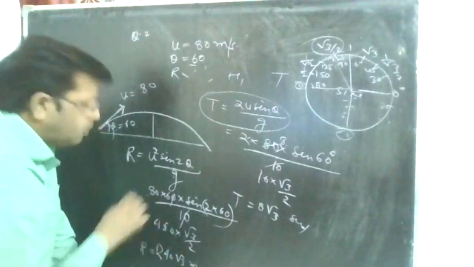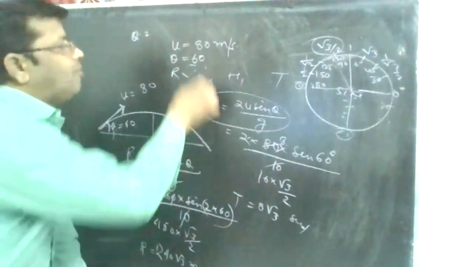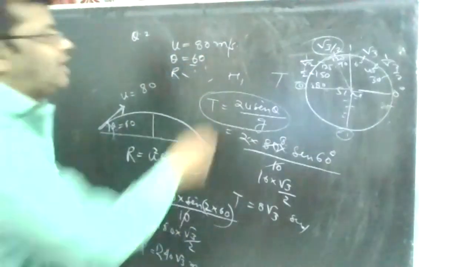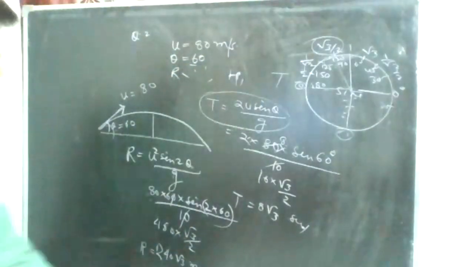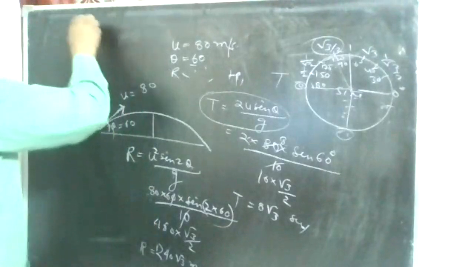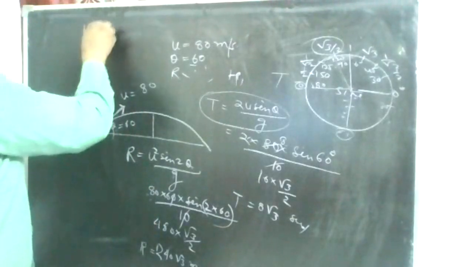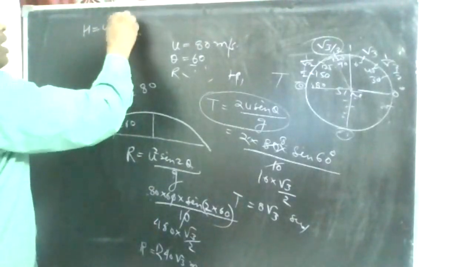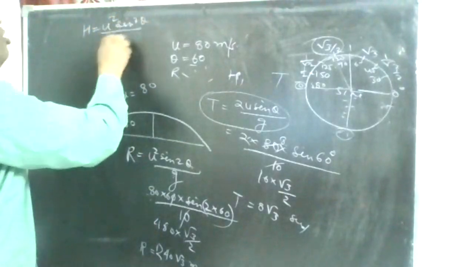This is what? A range. Similarly, beta, we can easily find out the maximum height of the projectile. What is the maximum height of the projectile? Which formula we will use? For height, we will use this formula: u square sin square theta upon 2g. We have already derived this formula.